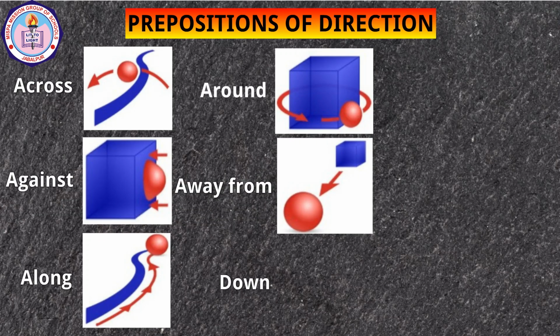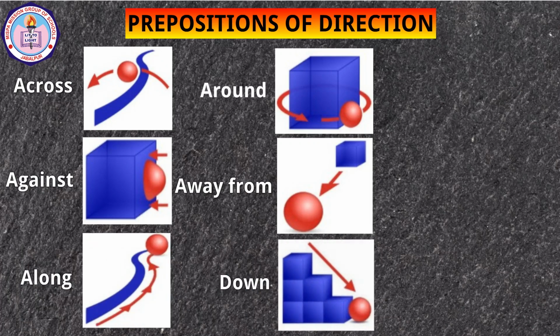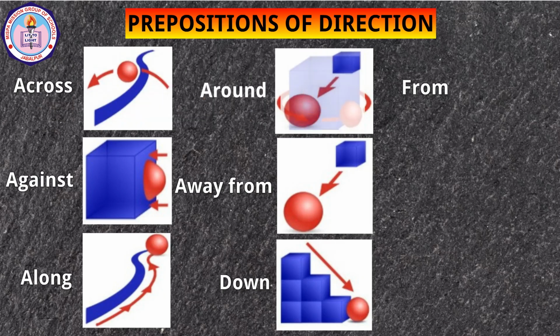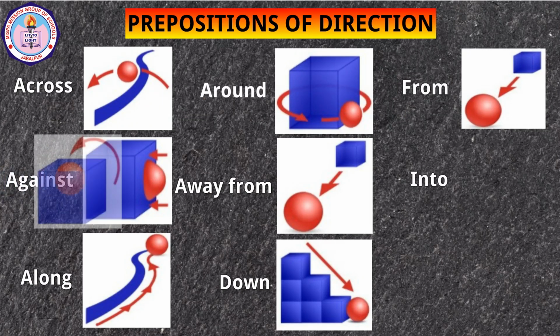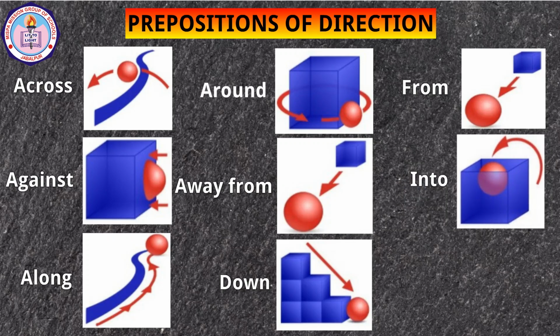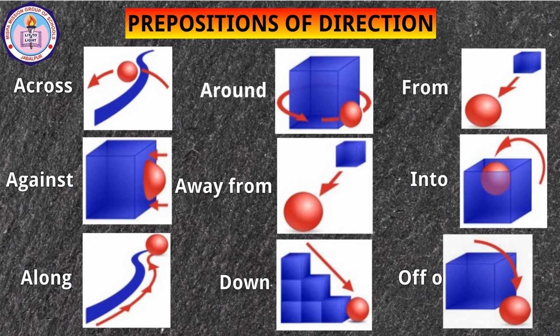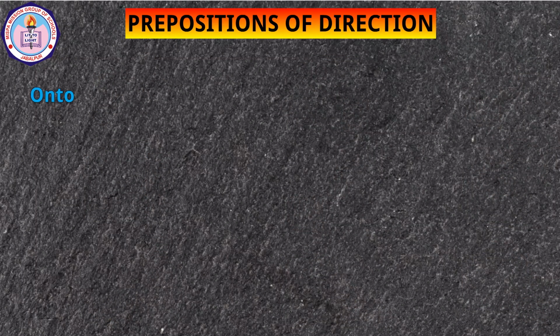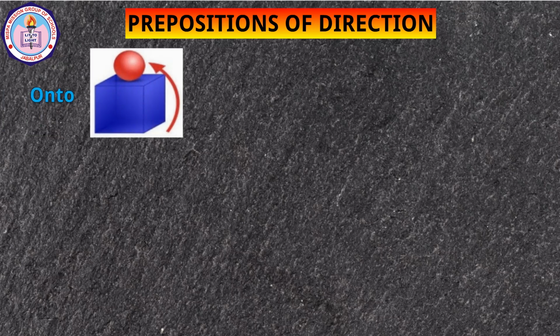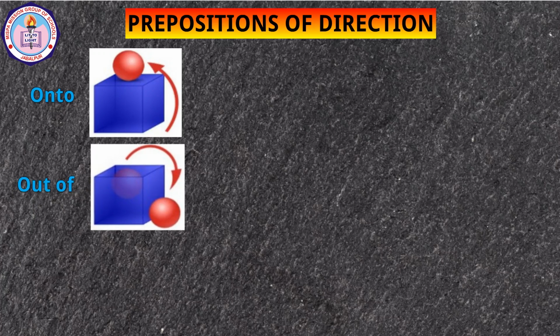Down. The red ball is rolling down the blue stairs. From. The red ball is coming from the blue box. Into. The red ball is bouncing into the blue box. Off of. The red ball is rolling off of the blue box. Onto. The red ball is bouncing onto the blue box. Out of. The red ball is bouncing out of the blue box.